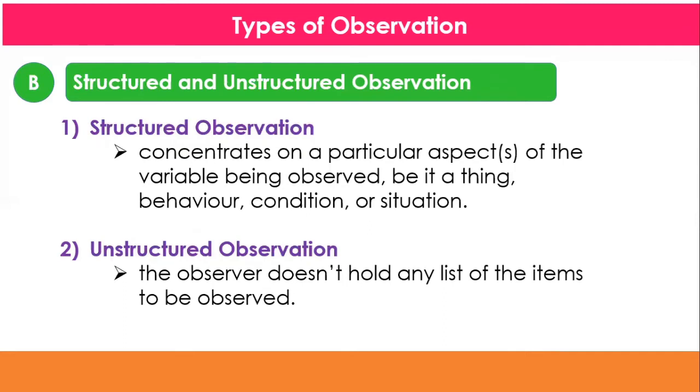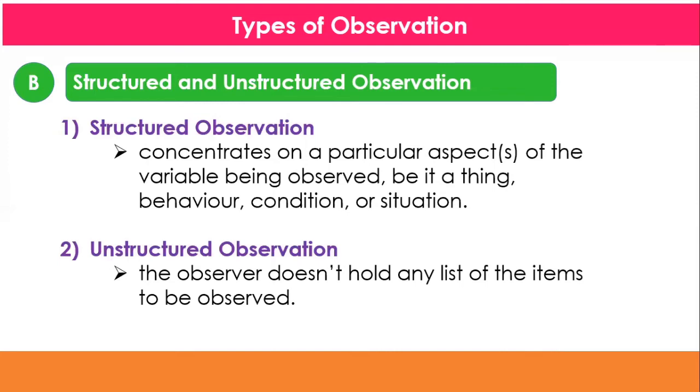So, what's the difference between the two? If we say structured observation, it concentrates on a particular aspect or aspects of the variable being observed, be it a thing, a behavior, condition, or situation. Now, the items to be observed are usually specified for standard tabulation. This is usually used in non-participant or controlled observation.